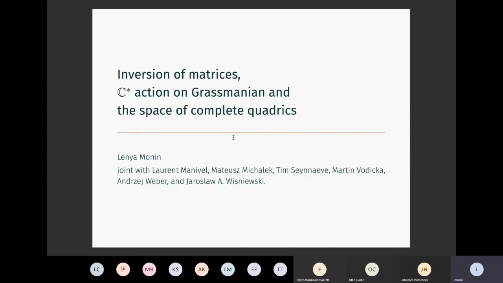Okay, thank you. So before I start, let me say that this is a joint project of a lot of people, and it has lots of different parts which are done by different subsets of these people: Laurent, Mateusz, Tim, Martin, Andrei, and Yaroslav. But I think maybe we'll write at least one paper all together. There are also lots of related questions which are done by different subsets of these people. This is very much in progress. We still have some results, but a lot of questions are still open.